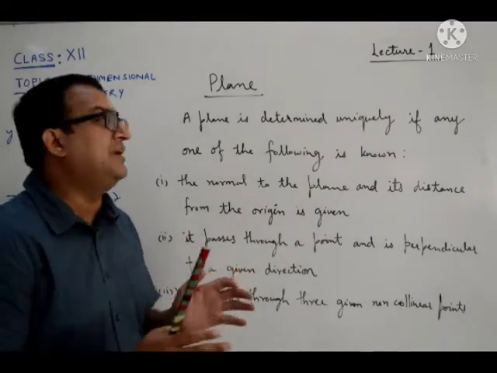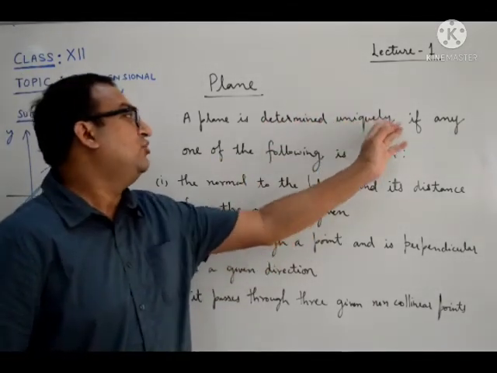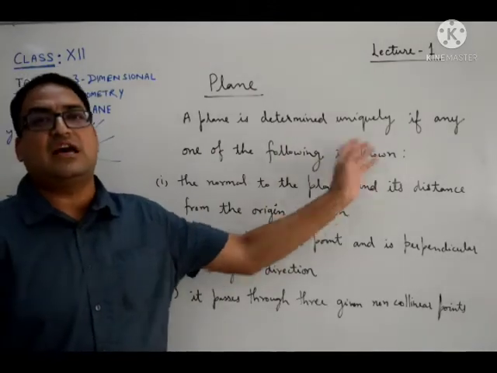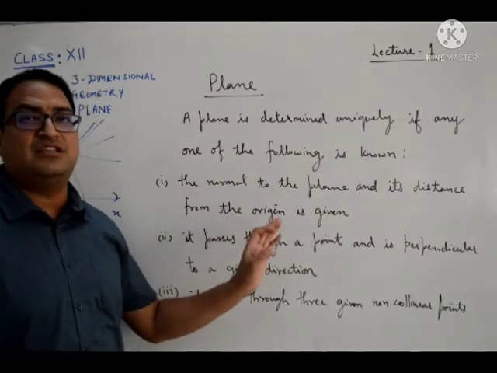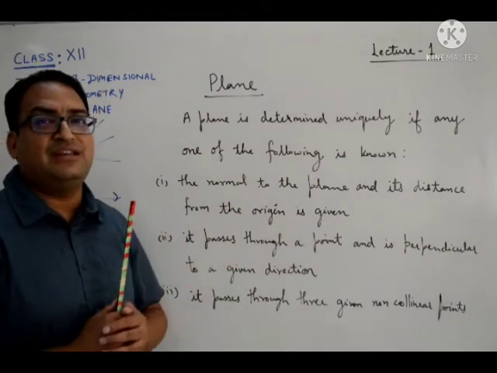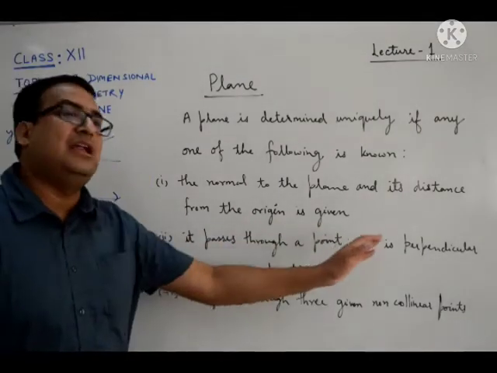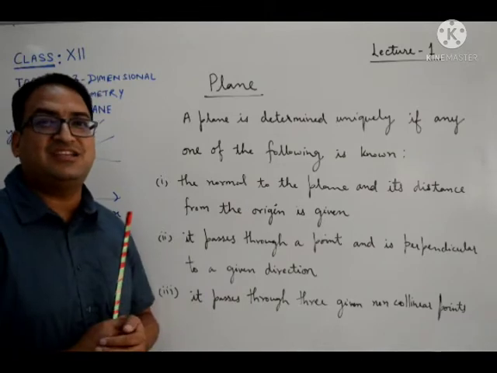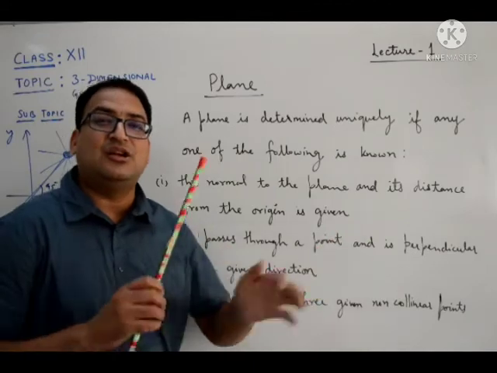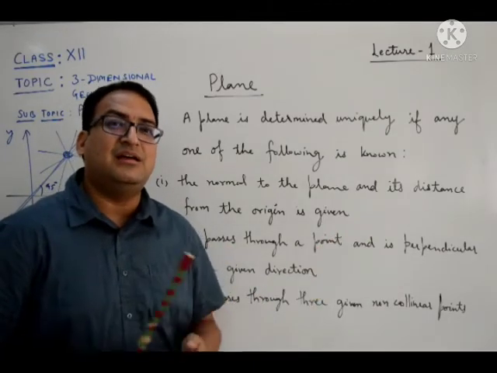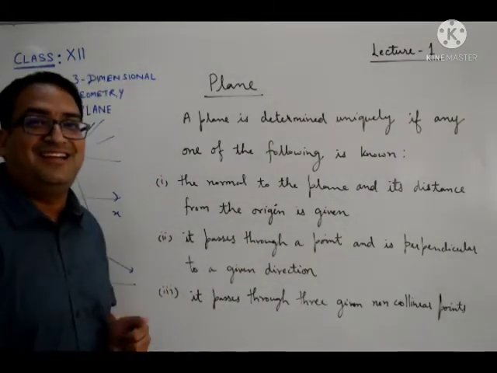So a plane is determined. Determined means how to fix a plane in space. A plane is determined uniquely. It means we have one and only one plane, a unique plane, if any of the following conditions are known. First is the normal and the distance of that plane from the origin. If these 2 things are there, we can find the equation of the plane. If it passes through a point, a passing point, and the perpendicular direction, then also a plane is fixed in space. And finally, if we have 3 non-collinear points, then also we can fix the plane. In the coming next few articles, you will be discussing these forms one by one in detail.